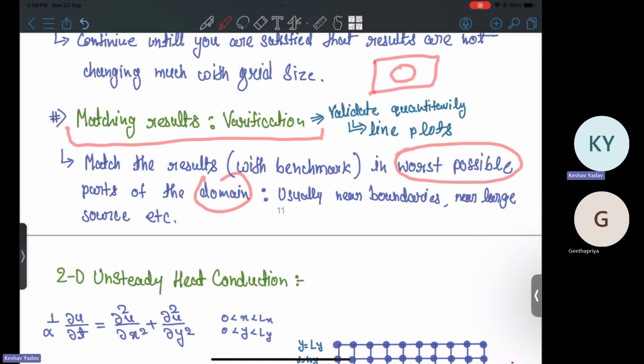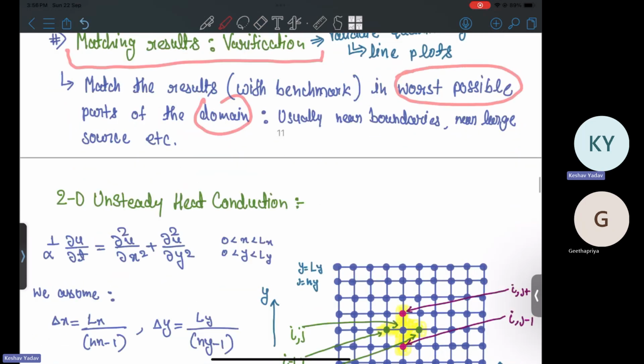In the core region, there may be very little gradient. In that case, maybe our solver is able to predict the values correctly, but close to the boundaries, maybe it was not able to predict the values correctly. So what we'll do is check whether at the worst position our solver is able to predict the value correctly or not. If yes, then we will go ahead.